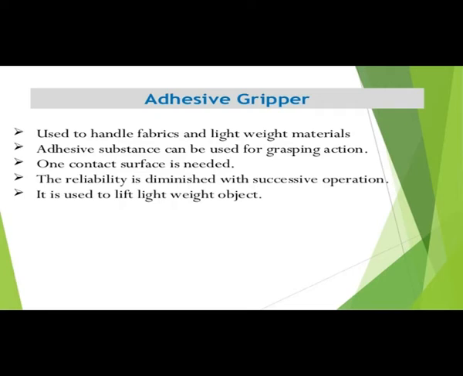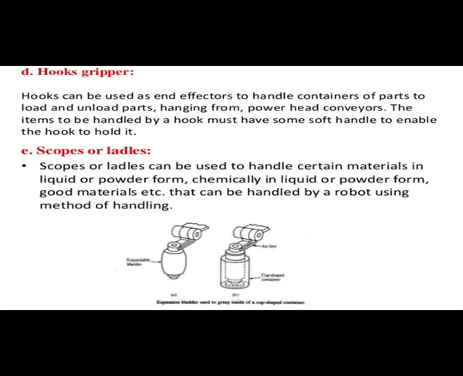One of the potential limitations of adhesive grippers is that the adhesive substance loses its tackiness with repeated usage. Next, hooks, scoops and other miscellaneous devices. A variety of other devices can be used to grip parts or material in robotics applications.